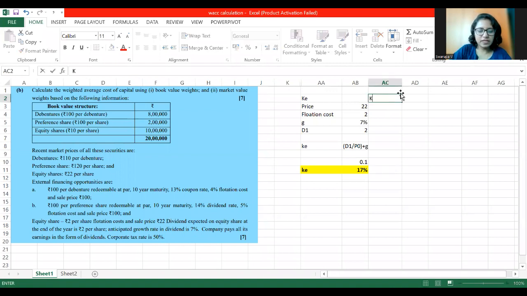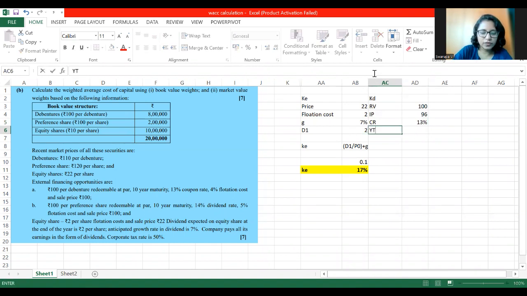So next we will see KD and KE respectively. For KD, we have the redemption value given as 100, which is our sale price, and then there is the issue price, which is again 100 with a flotation cost of 4 rupees. So my issue price is 100 minus 4% flotation cost, so it is 96, and the coupon rate is 13%.